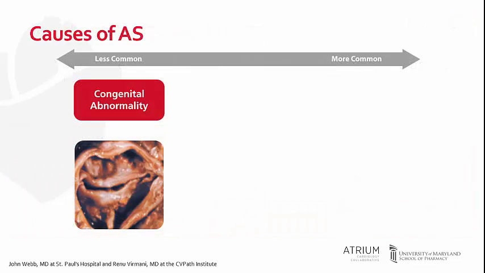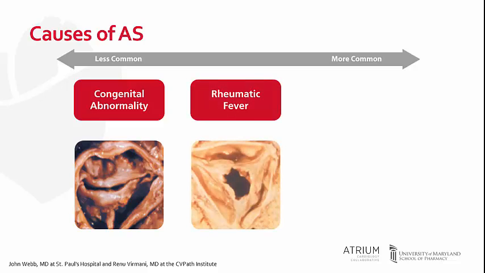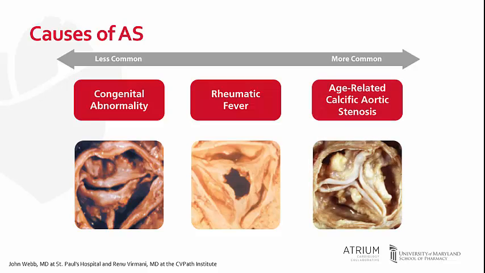There are three main identifiable causes of AS. Congenital abnormalities, such as bicuspid aortic valve, are relatively common causes of AS in younger individuals. However, the overall incidence of this is low. A second cause of AS is rheumatic fever. As you might imagine, this is much less common in the United States than in underdeveloped countries. Often AS secondary to rheumatic heart disease is accompanied by mitral valve stenosis.